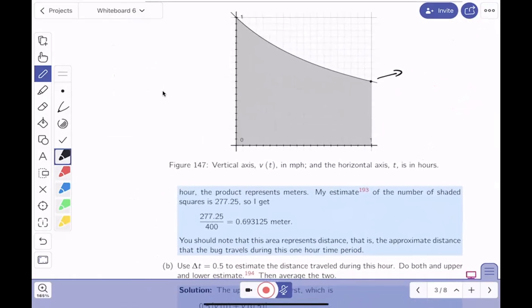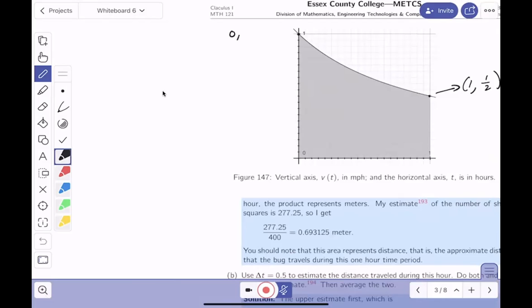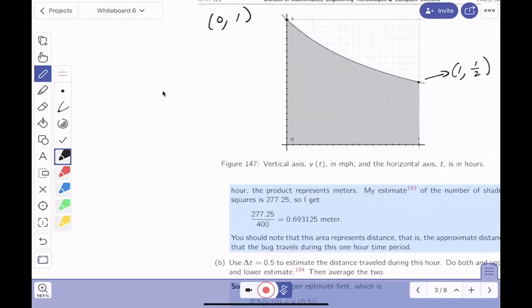This point over here is going to be 1. That's 1 hour, and that would be 1/2 meters per hour. So the thing is definitely slowing down, because over here at time equals 0, the bug's going 1 meter per hour. So the bug's slowing down. The question is, estimate that area.